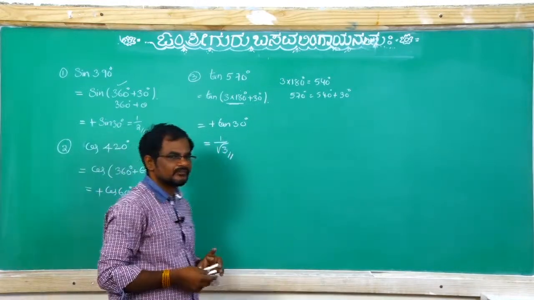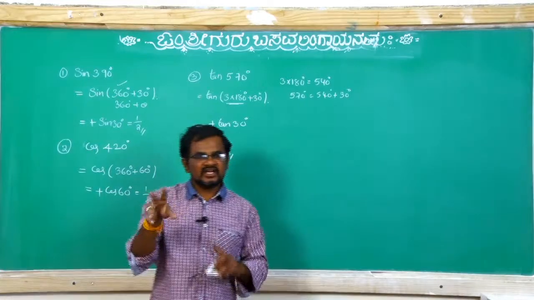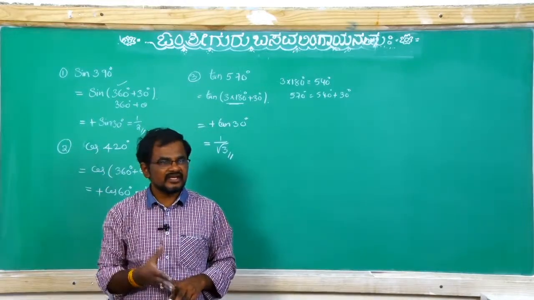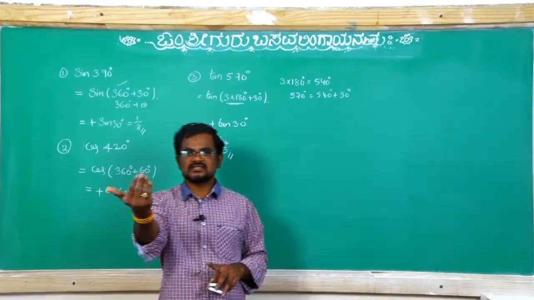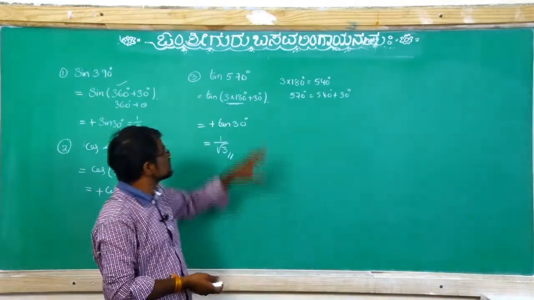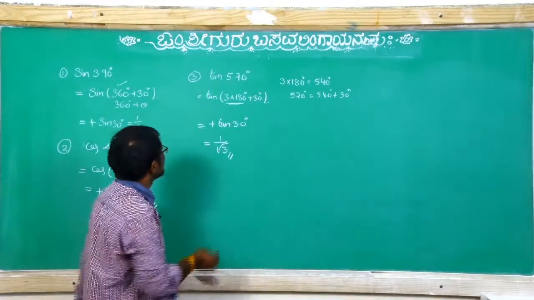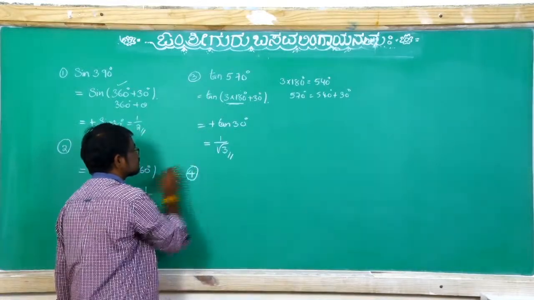Once again listen, even multiple of 180 means we will take as 360, but odd multiple of 180, 180 plus, third quadrant. Suppose here minus is there means second quadrant you have to take. Okay. Next, fourth one.